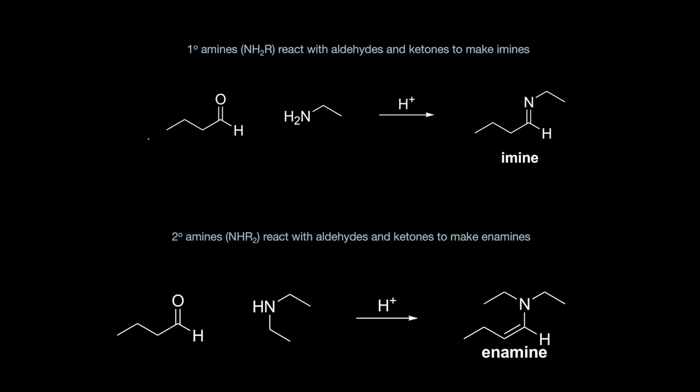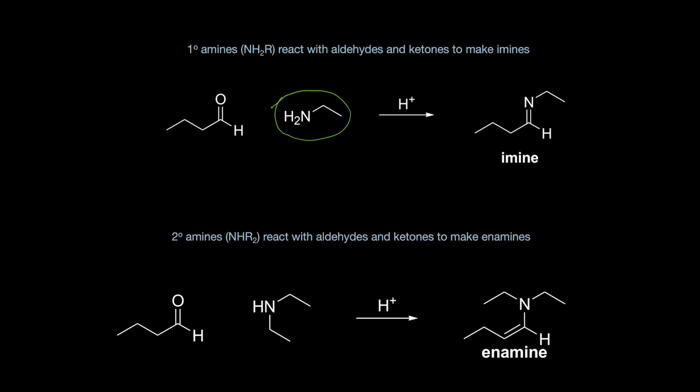So let's take a look at the formation of imines and enamines. These are formed by reacting aldehydes or ketones with amines under mild acidic conditions. We'll start with an example of imine formation. These are produced by using primary amines, reacting it with an aldehyde and an acid catalyst.